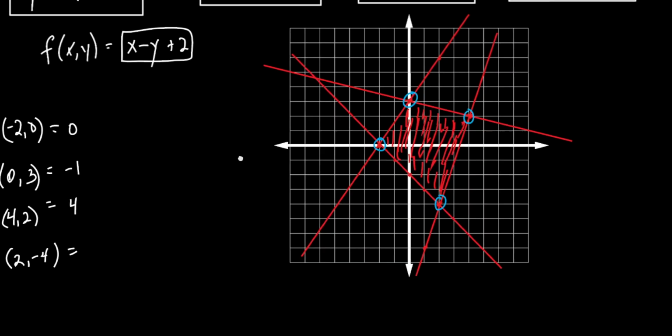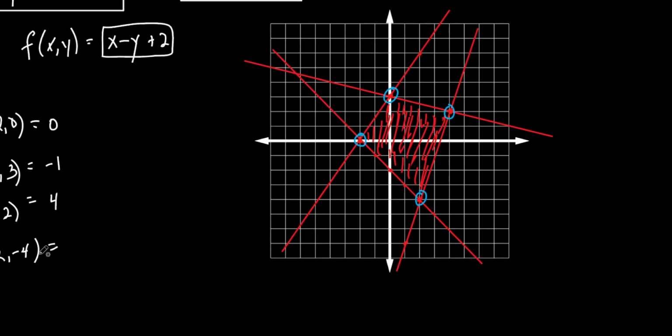Okay. And then one more. 2, -4. Put a 2 in for this. Since we got a couple negatives, we'll write it out just to make sure we don't make a mistake. Minus -4, which is what? Plus 4, and then plus 2. So that's 6 plus 2 is 8.